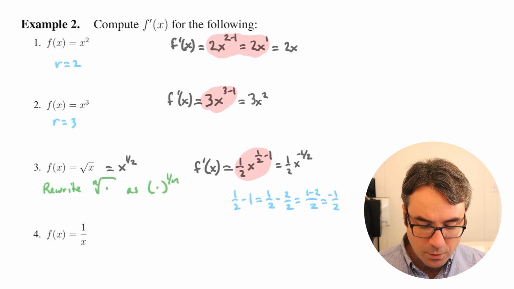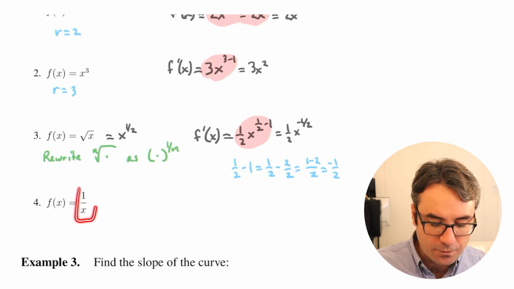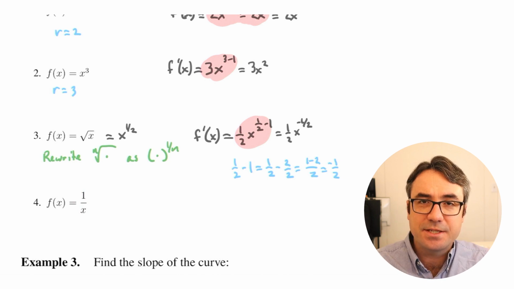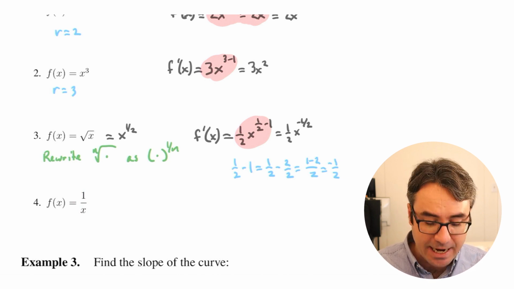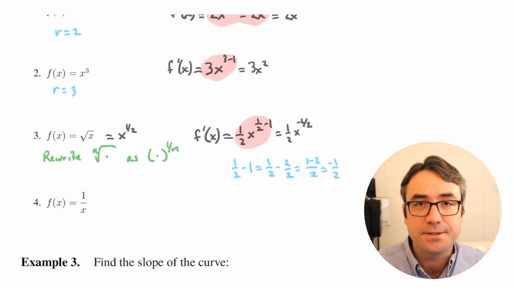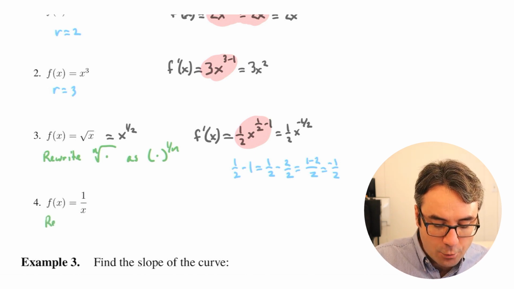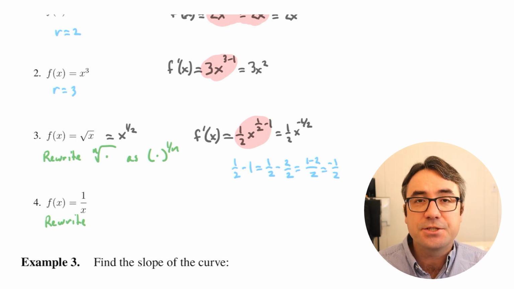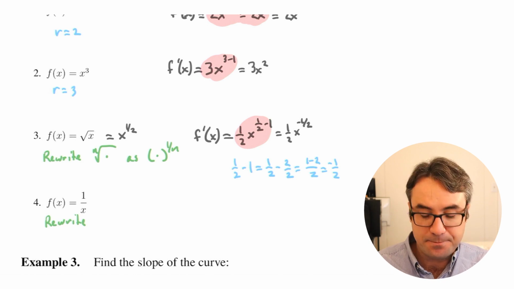So one more. Let's look at this function 1 over x. Let's see how to differentiate this. And this is another one where it's not really written as a power function yet. This is a quotient. So our first step, and this is going to be a recurring strategy that we come back to over and over, is to rewrite this fraction with a negative exponent.